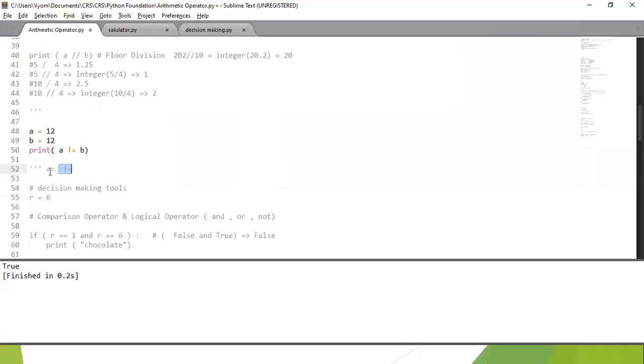Okay, good, that's good. So you understood? This will check for equality. If these two are equal, then it will return true, otherwise it will return false. But this will return true if these two are not equal. In case they are equal, it will return false. Let's say in this case, it will return false.